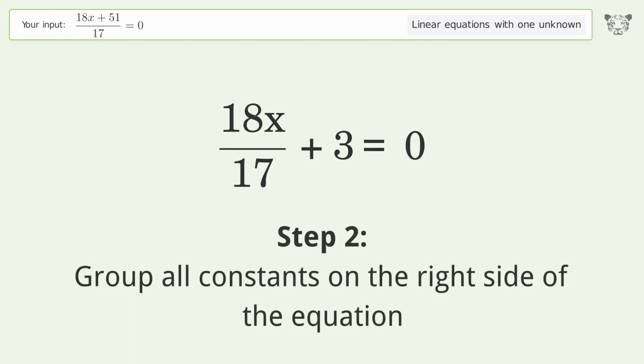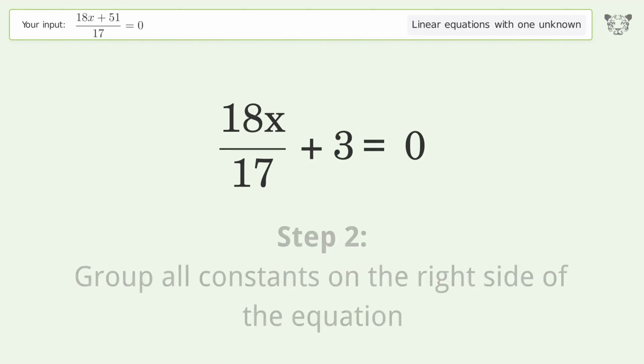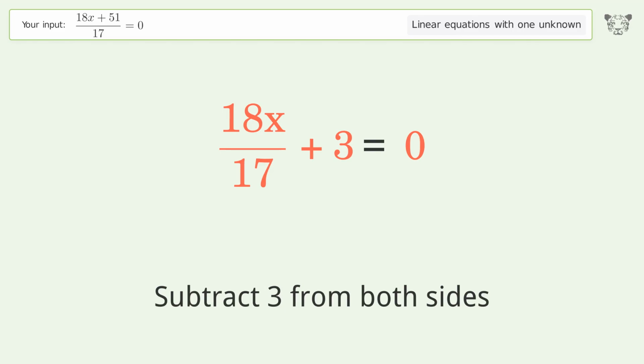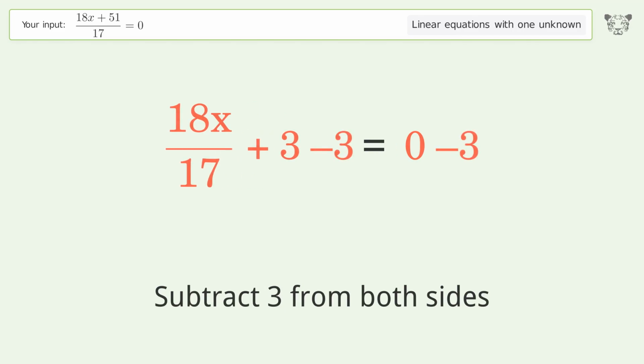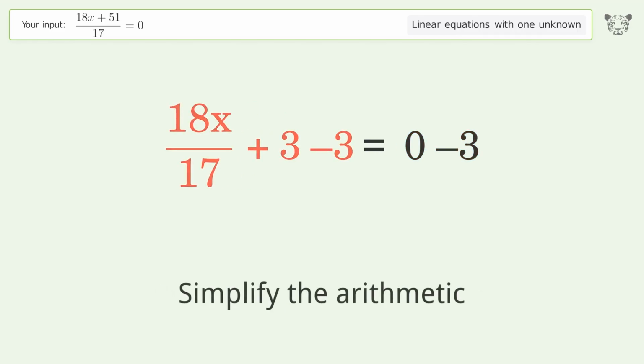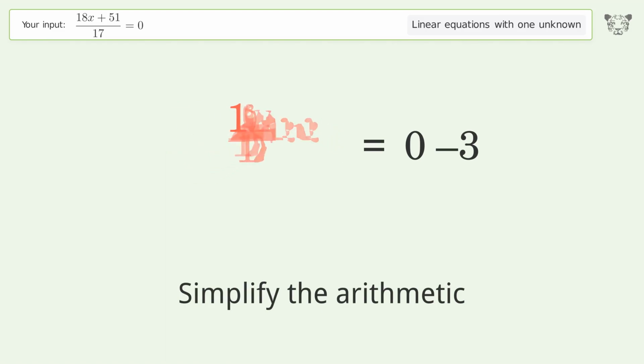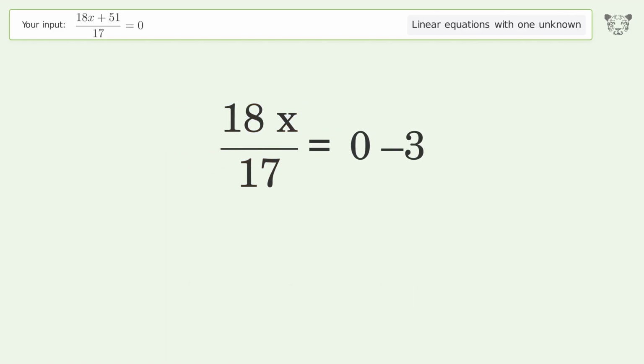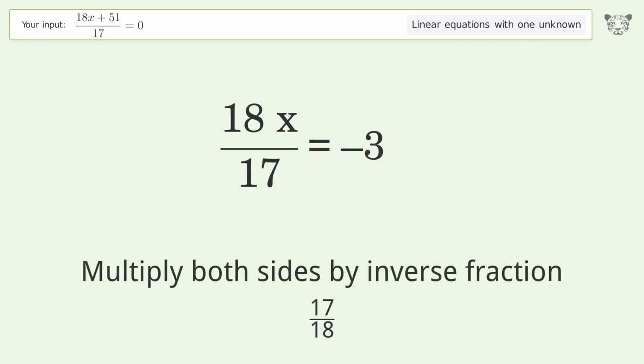Group all constants on the right side of the equation. Subtract 3 from both sides. Simplify the arithmetic. Isolate the x. Multiply both sides by inverse fraction 17/18.